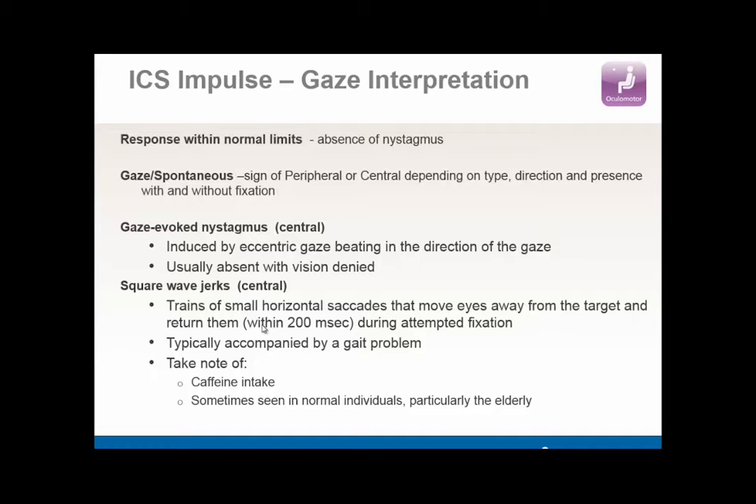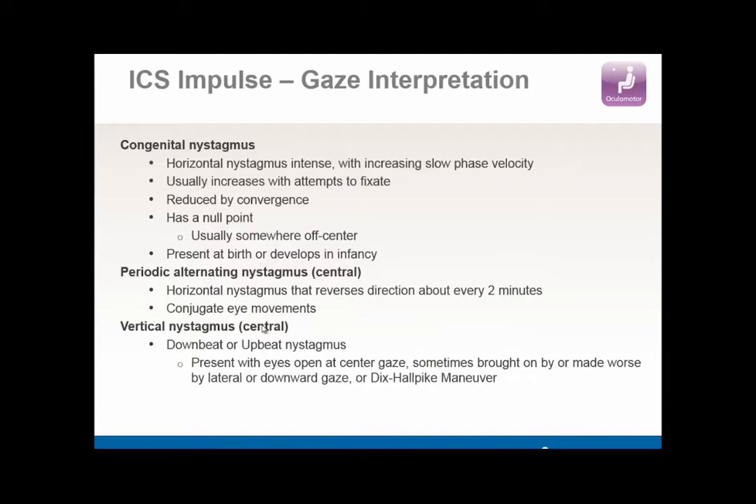Then you have square wave jerks, which is also central. And this is trains of small horizontal saccades that move the eyes away from the target and then return them to the target within 200 milliseconds during attempted fixation. Typically it's accompanied by a gait problem, but if you see this, you need to ask the patient, have they been drinking a lot of caffeine? I mean, did they have their large coffee before coming in for testing? And sometimes it can be seen in normal individuals, particularly in elderly patients.